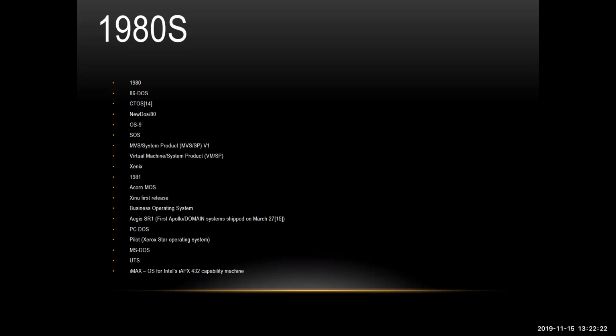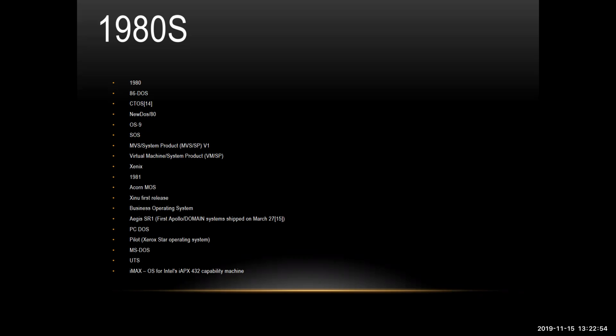And then we also have business operating system. It was initially developed as an early cross-platform operating system, originally produced for Intel 8080 and Motorola 6800 computers. And then we have Aegis SR1. It was intended for the Apollo Domain systems.